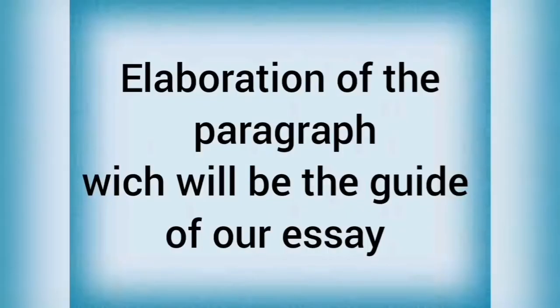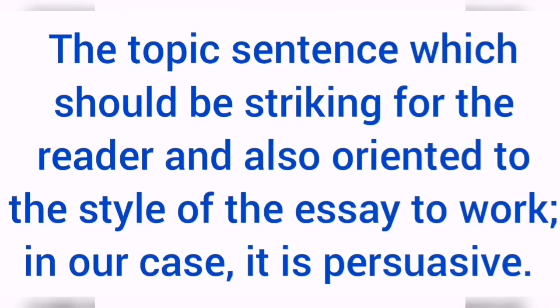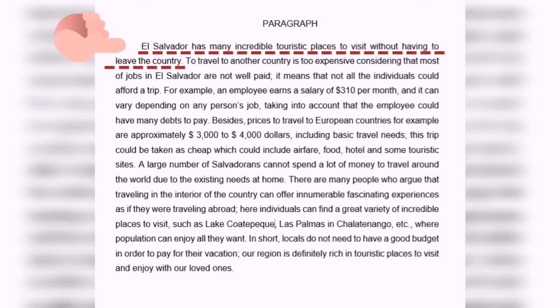As a second step, we have the elaboration of the paragraph, which will be the guide of our essay. Remember that the paragraph contains the topic sentence, which should be striking for the reader and also oriented to the style of the essay to work. In our case, it is persuasive. The topic sentence is this: El Salvador has many incredible touristic places to visit without having to leave the country. This paragraph contains 3 main sentences and 2 supporting details per each one, and lastly, the concluding sentence.